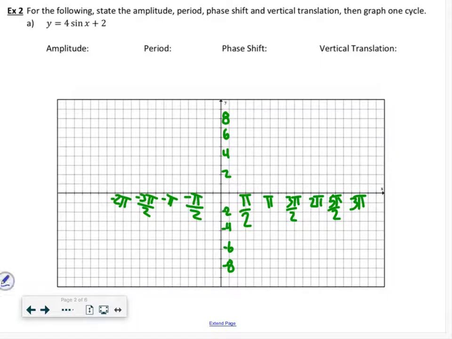All right, so looking at this, we've got an amplitude of 4. For our period, there's no k value, so our period is just going to be 2 pi. Our phase shift, again, there's no phase shift because there's nothing inside the brackets there. So we have no phase shift, none. And vertically, we're going up 2.